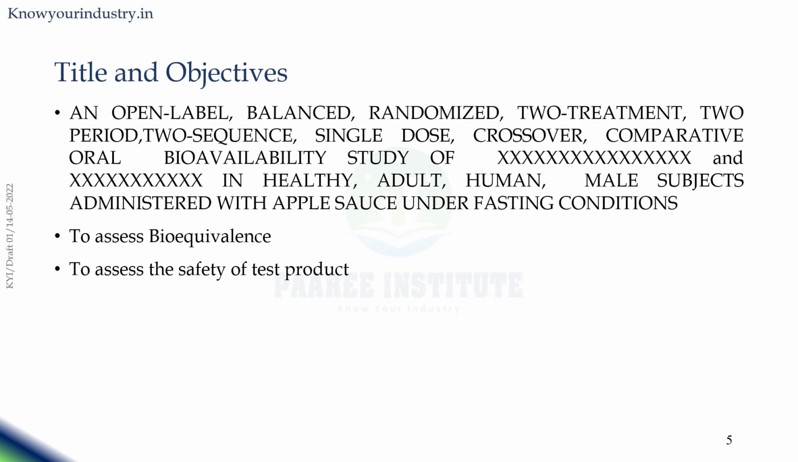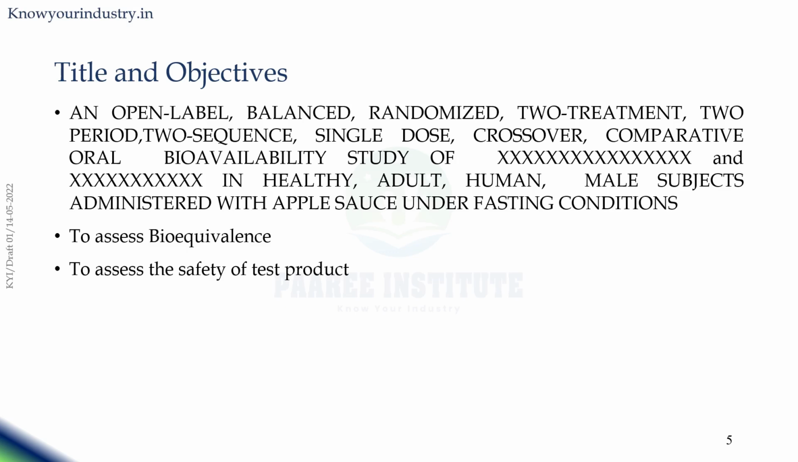Then balanced. That means if you are taking 16 subjects, in the first period 8 will have test and 8 will have reference. In the second period, it will be vice versa. So it is a balanced approach. Then randomized. So the subjects will be randomized. Which subject is going to take test, which subject is going to take reference in the first period will be decided by the randomization.